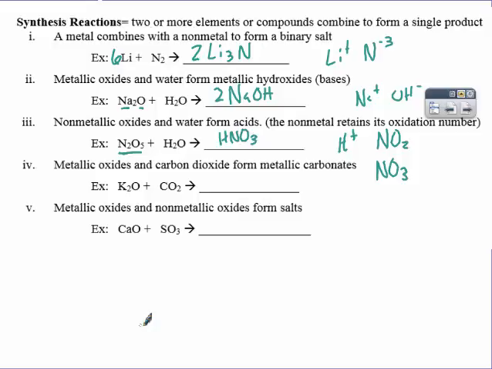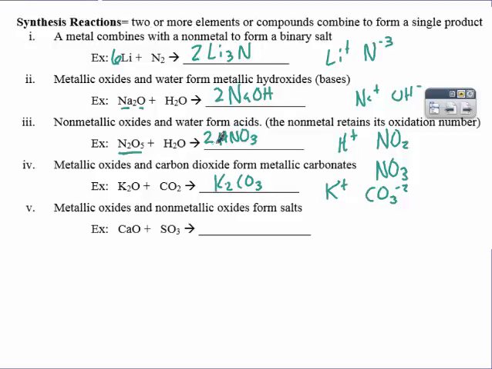Metal oxides and carbon dioxide form metal carbonates. So they're combining to make CO3. So I got my metal and I got carbonate. They go together, K2CO3. And that one's already balanced.